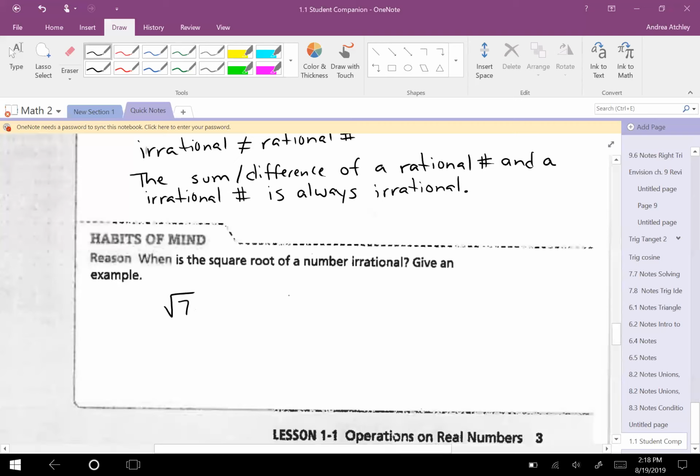So what is it called when I have like the square root of 4? That's a rational number. And we call that a perfect square. Okay? So square roots that are going to be irrational is when the number is not a perfect square.